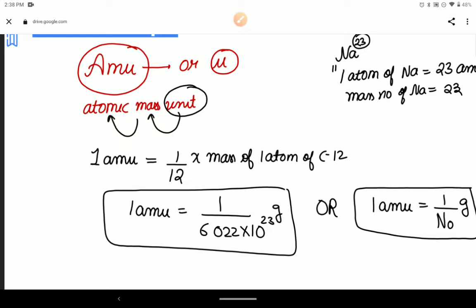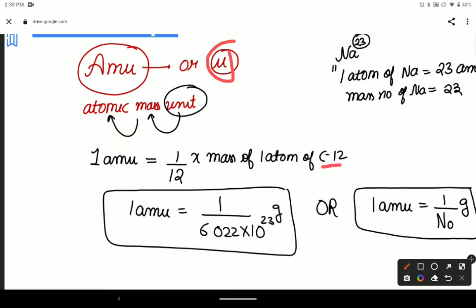It is represented as AMU or u. You all know the mu symbol, right? See, this mu, atomic mass unit or u. Here atomic mass unit means 1 by 12th of the mass of one atom of 12-gram carbon.